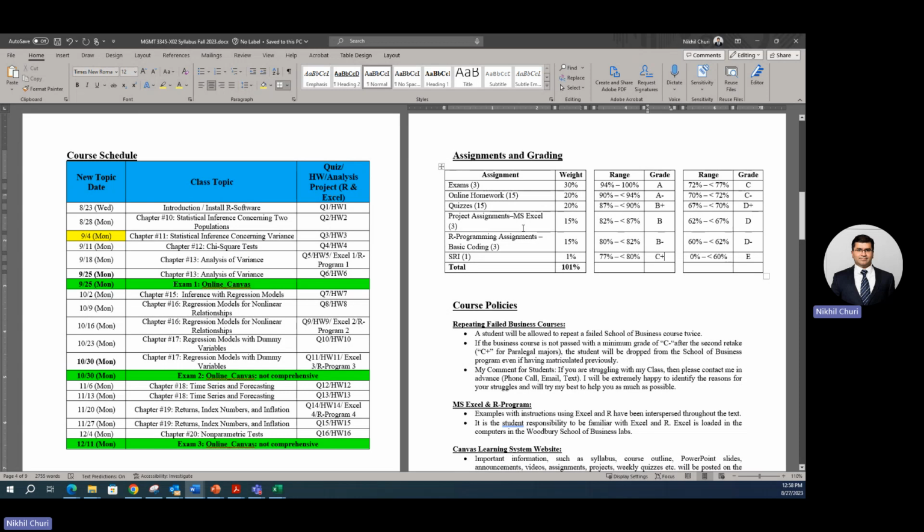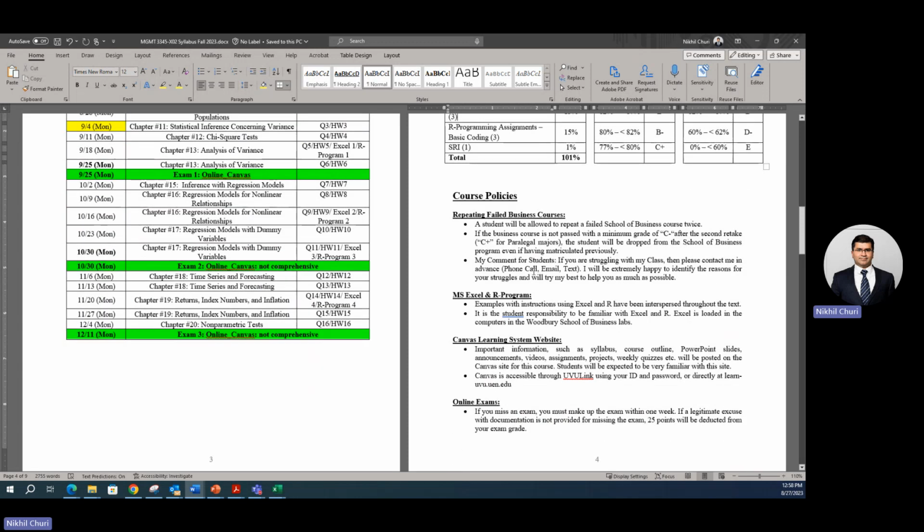And maybe on a weekly basis, I meet at least 10 to 15 students, and we go over all the homework assignments or quizzes or whatever questions, difficulties they have. So by the end of the semester, I want everybody to be a winner out of this. So this is the assignment and grading policy.